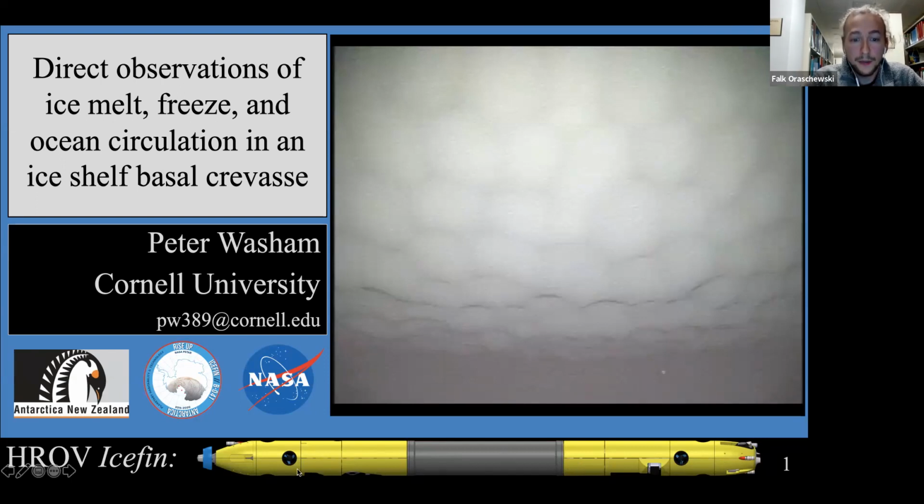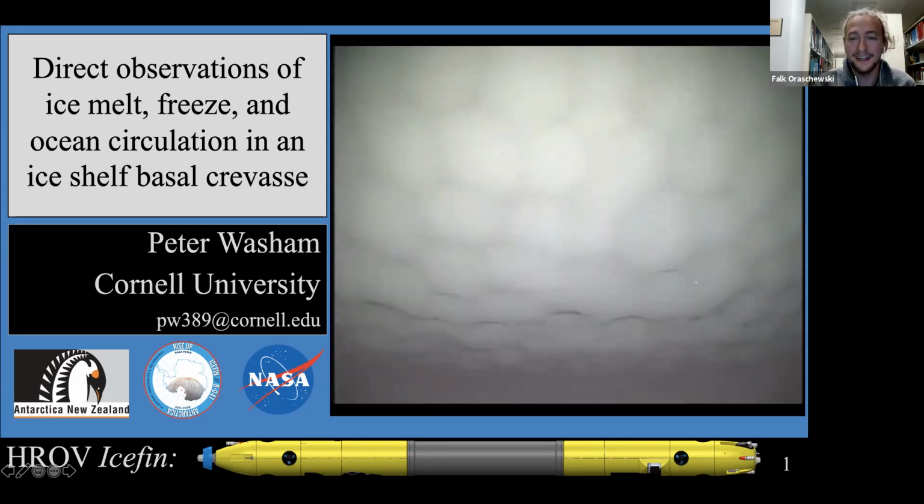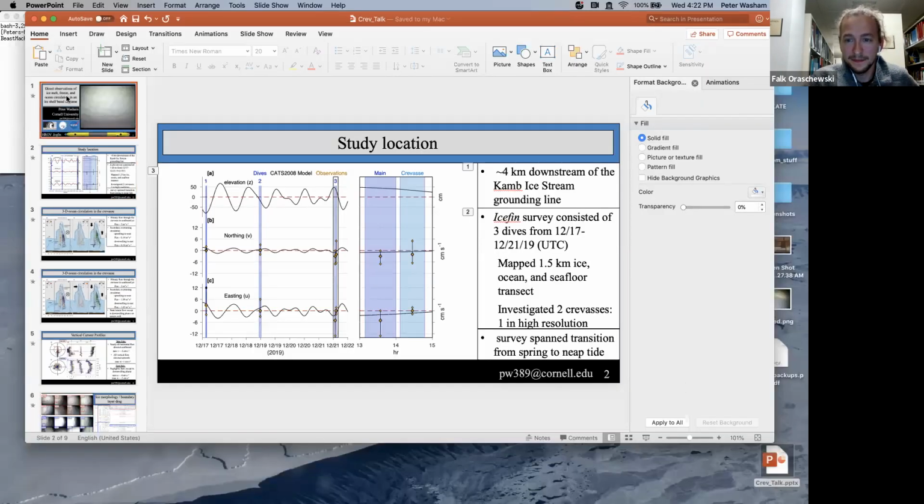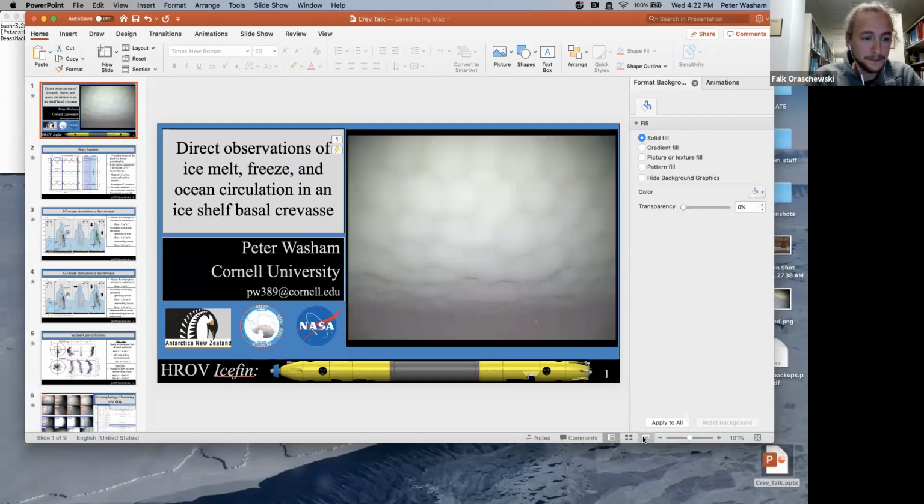With this, we come to our next speaker, Peter Washam. He is a research associate in the Department of Astronomy at Cornell University, where he works in Dr. Brittany Schmidt's lab. His research currently focuses on using underwater robotics to study ice-ocean interactions beneath Antarctic ice shelves, with ongoing projects beneath the Thwaites Eastern Ice Shelf and the Ross Ice Shelf. With this, I give the word to Peter.